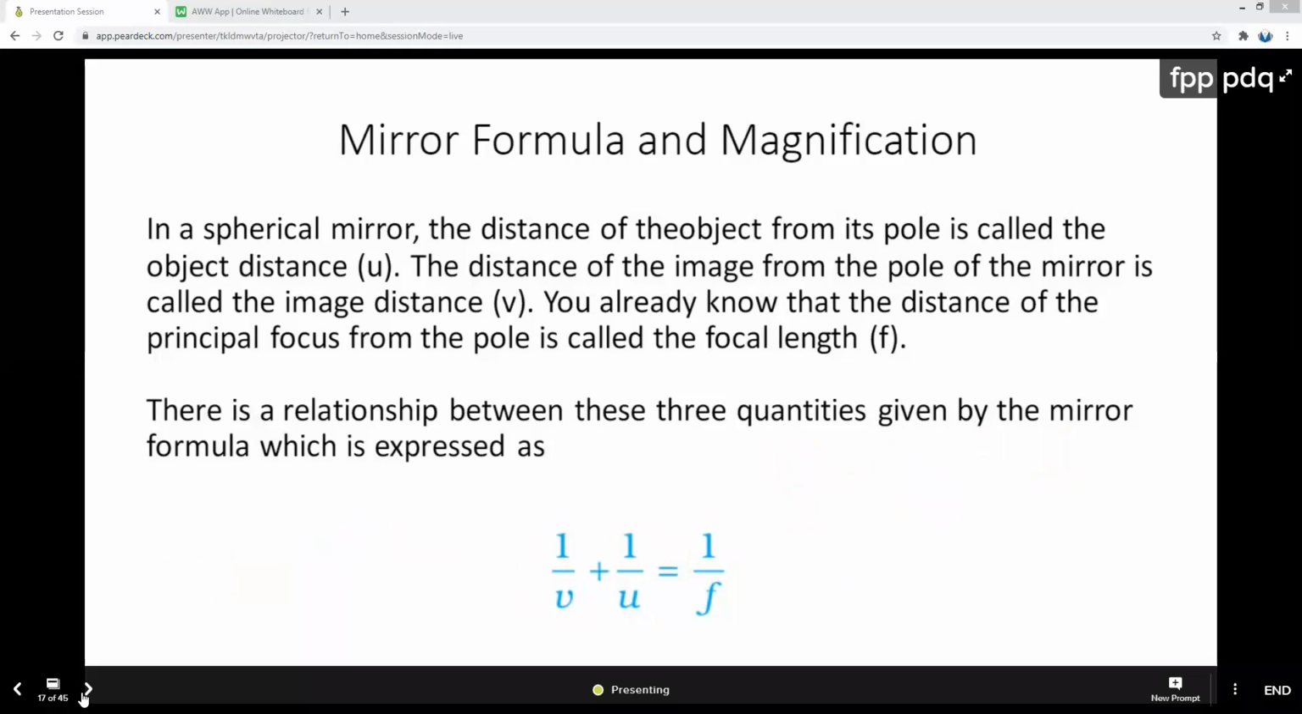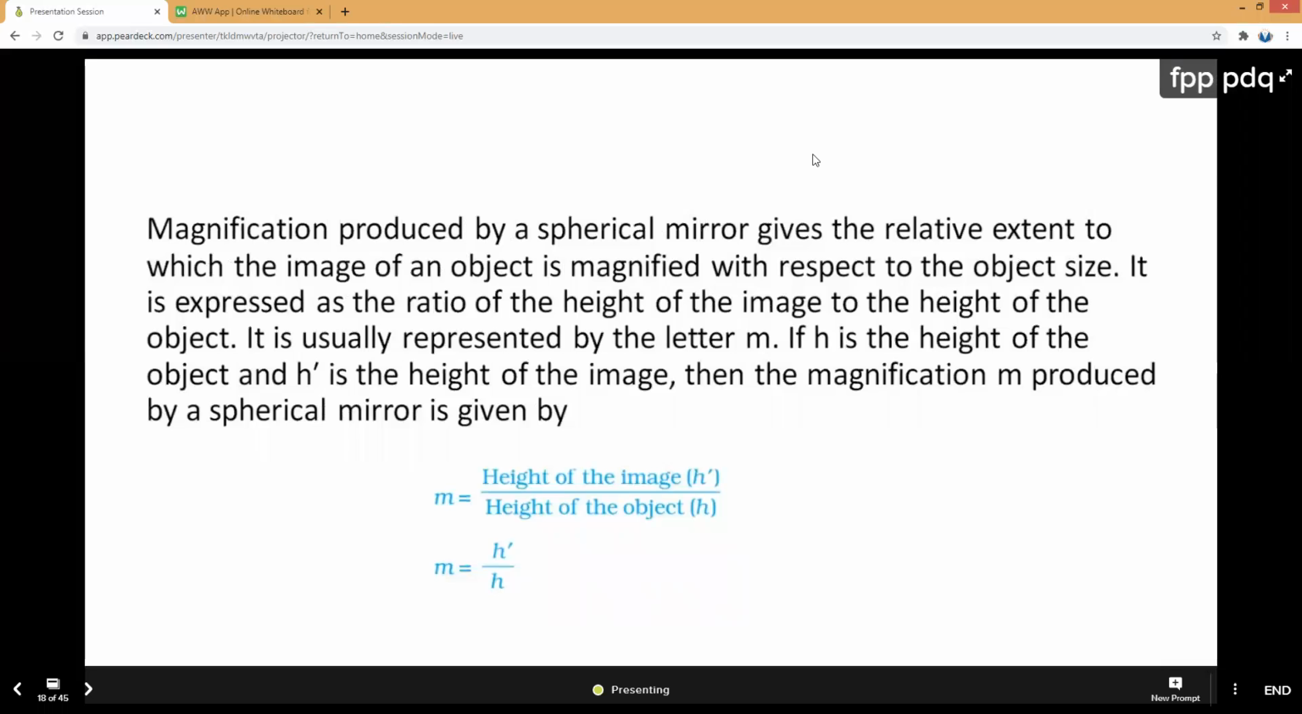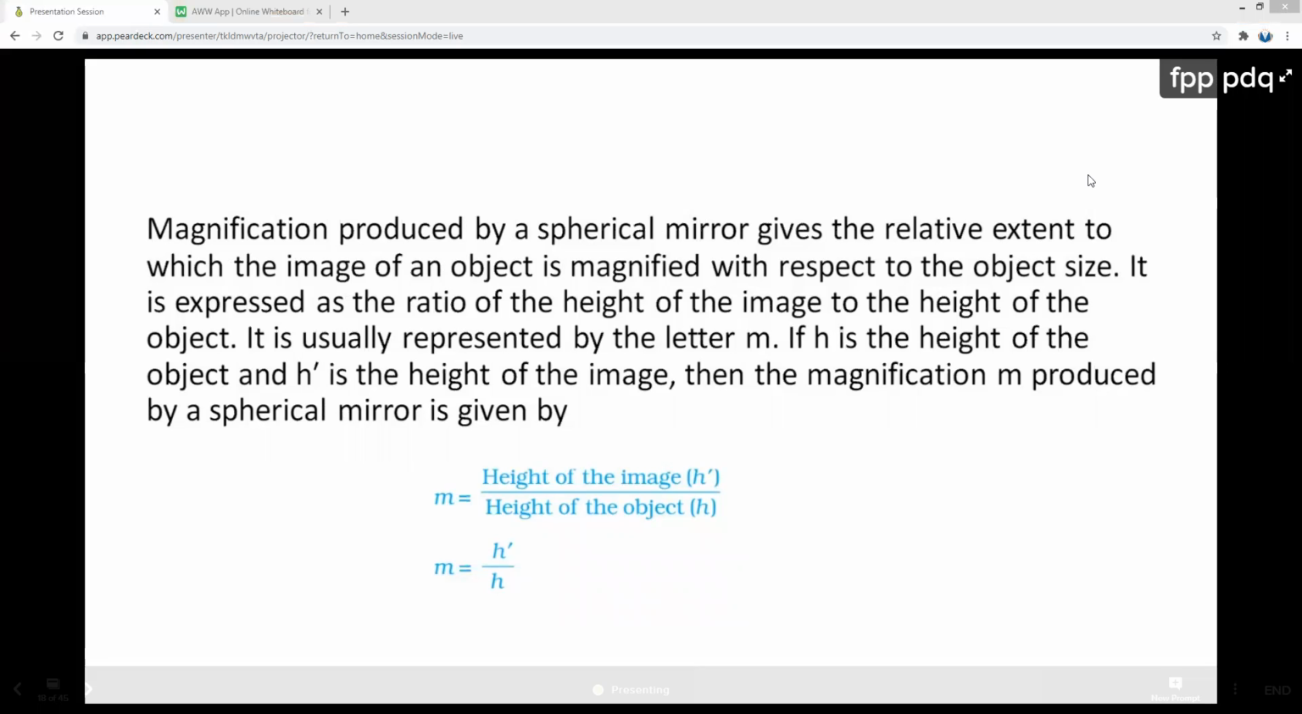Okay, next one, magnification. We all know magnification is when an image is magnified so we can see it more clearly. Magnification is denoted by M, and there are two ways in which we can get the magnification of an image. The first case is the height of the image divided by the height of the object.